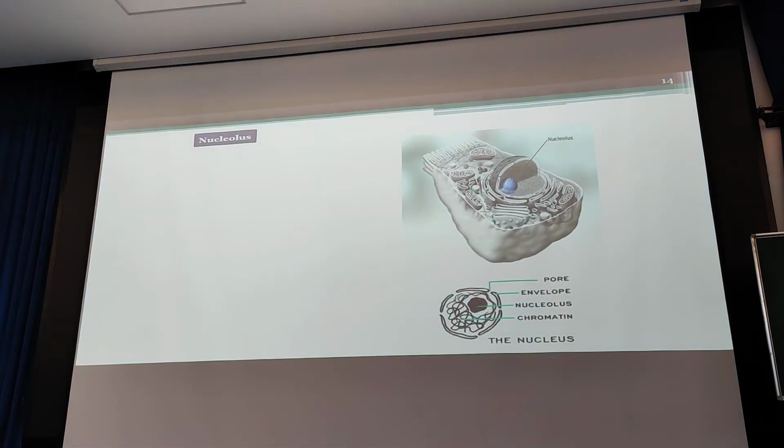Inside the nucleus, we have a small part we call the nucleolus. It will disappear when the cell divides, and it is the site of ribosome biogenesis. So inside the nucleus, just remember the small part called the nucleolus, and the ribosomes are synthesized from that part.